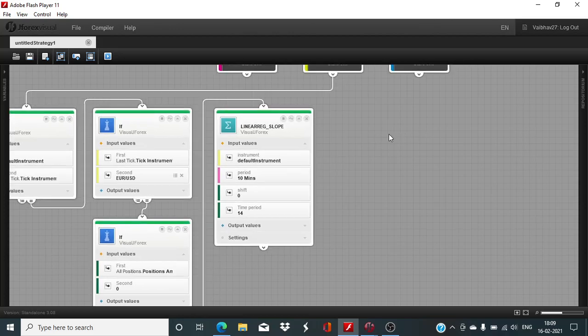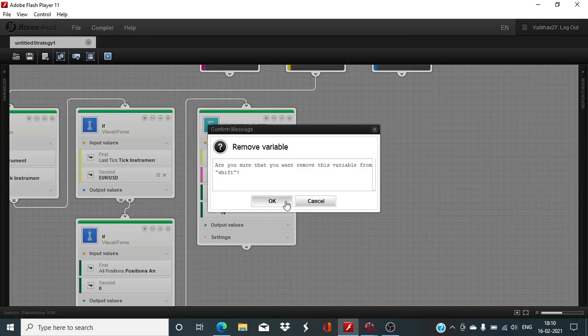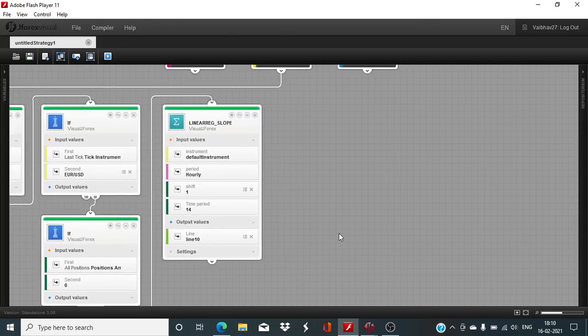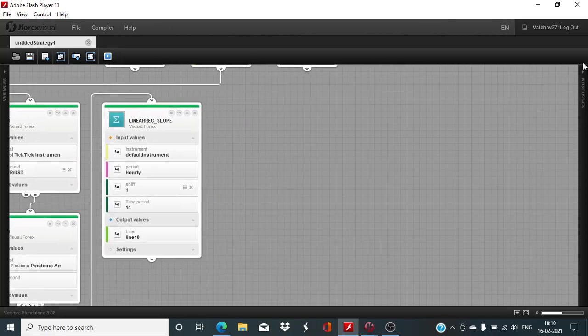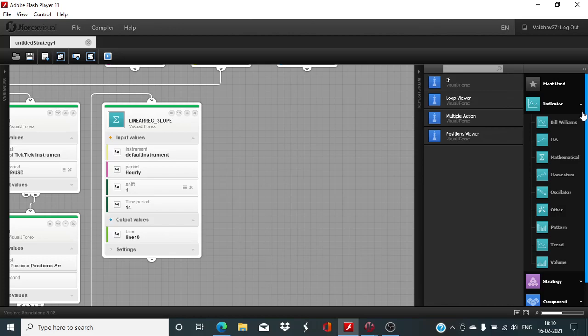Now comes the defining of linear regression slope. The default instrument is Euro USD. Time period needs to be changed to hourly, and lookback period is going to be of 1. Output value, okay, and I will have to take one more to do the comparison, mathematical.